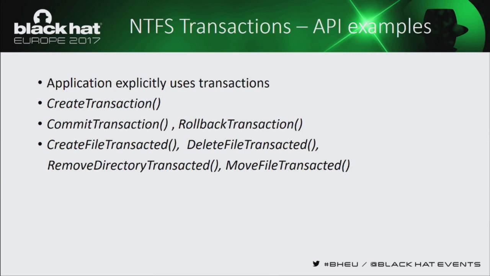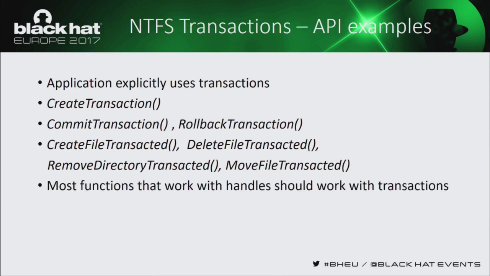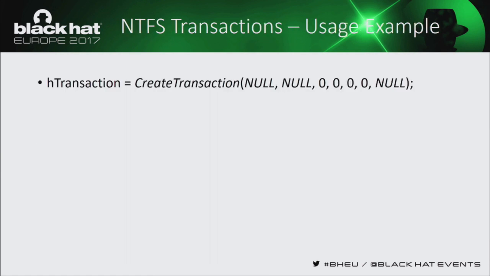For functions in the IO that work with file names, we have a special function which ends with the word transacted, and this function, in addition to the regular options, takes one more option, which is a handle to the transaction. So we open a transaction, then we can access the file by its name inside the transaction, and all other functions which work with file handles will just work also with transactions. So let's see some example.